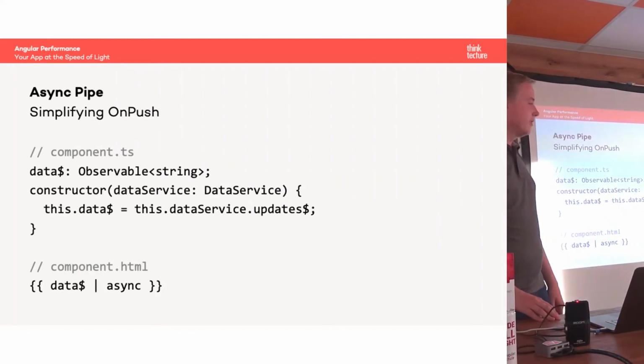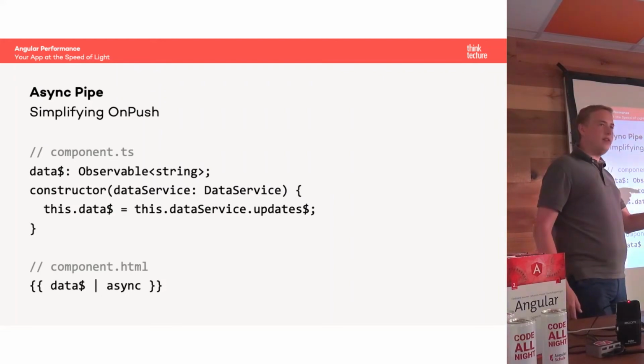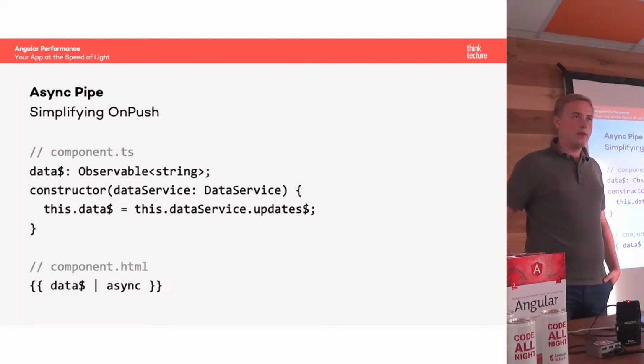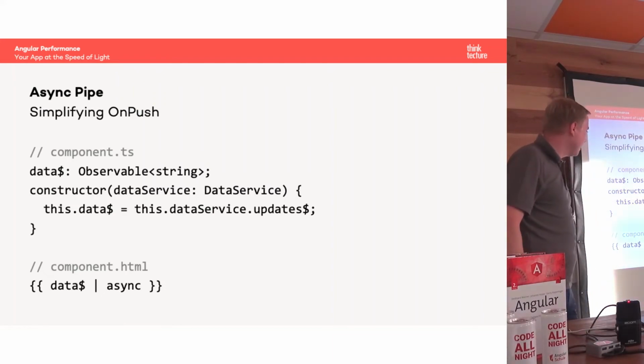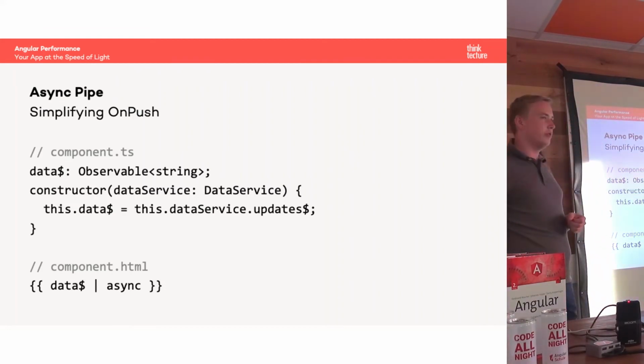All right, and now here's a complete example. As I've said, you do not need the import anymore, or injecting the change detector ref anymore. You can just bind the observable here to a field on your component.